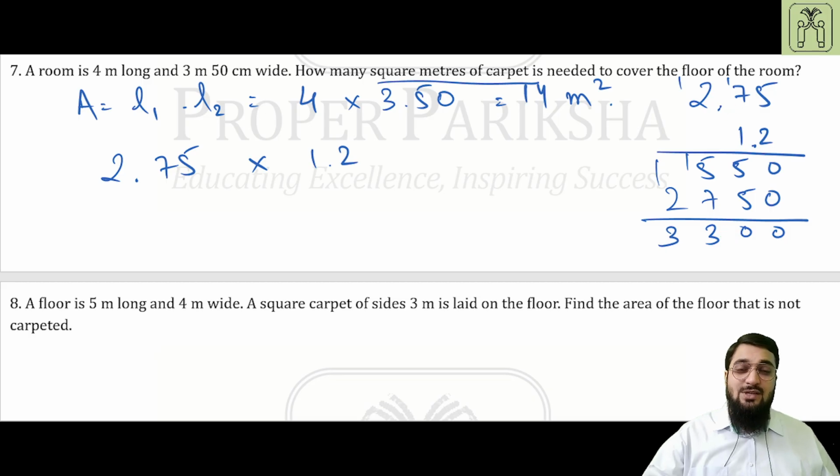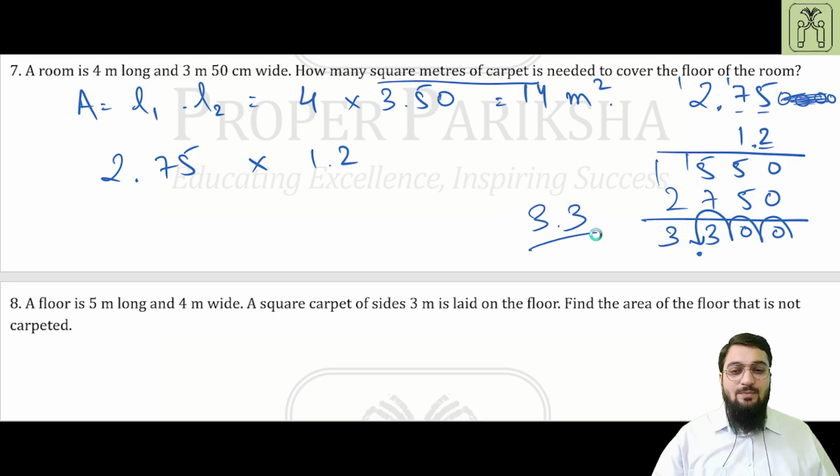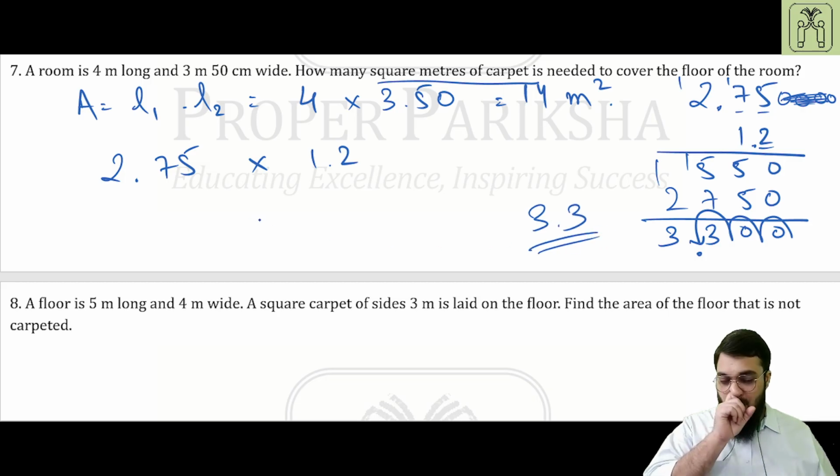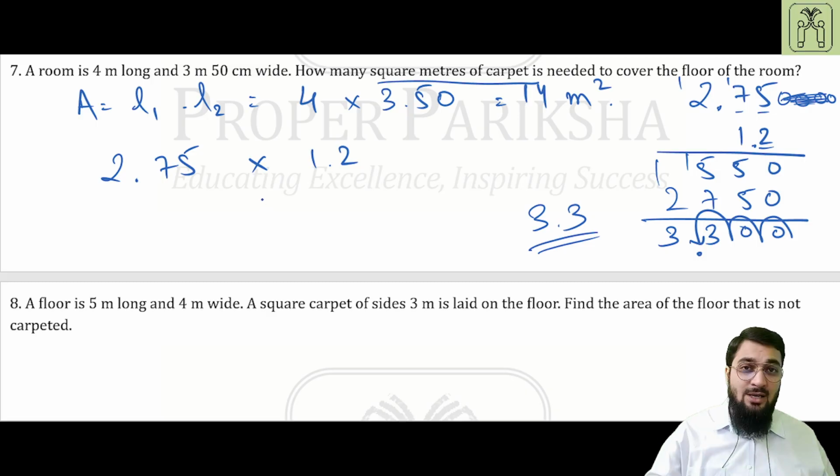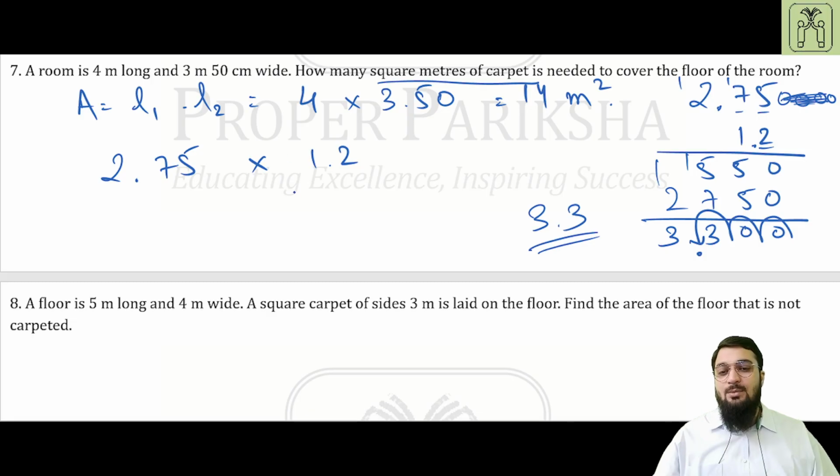Number of decimals in total, we will have to count that excluding the zeros. That is, if 4 zeros are there, it does not matter. So these zeros will not be counted. Only the non-zero decimal digits will be counted. 1, 2, 3. So the answer will be after 1, 2, 3. So the answer will be 3.3. You can input the same values 2.75 and 1.2 in your mobile calculator and you can find out that the answer is 3.3.